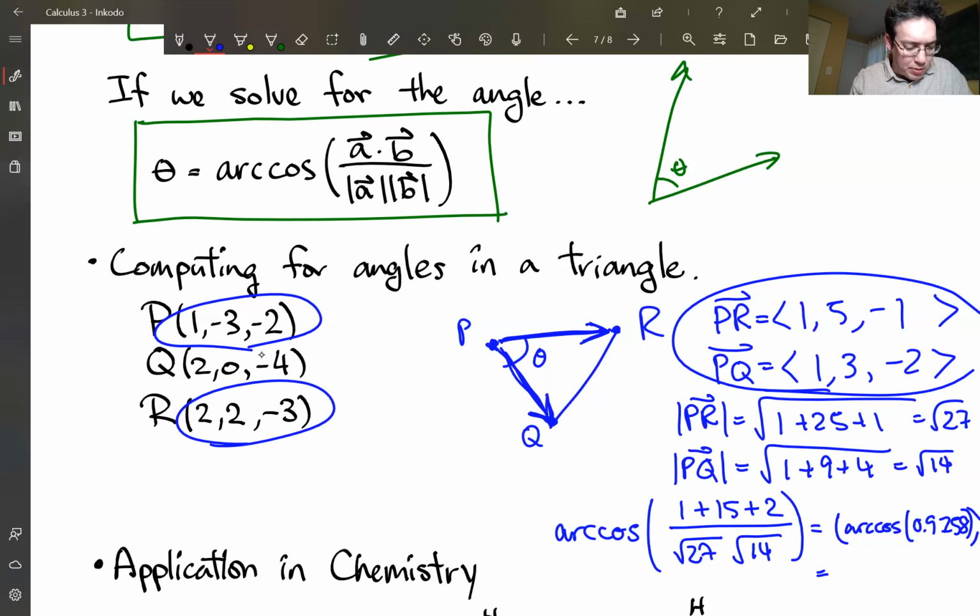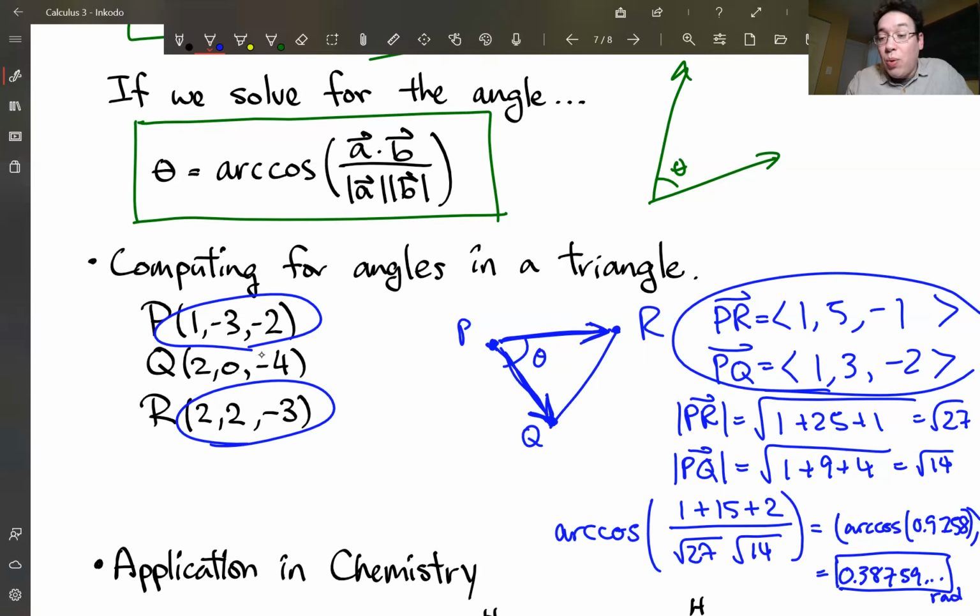And inverse cosine of that is 0.38759 radians. Okay, so that's really cool. I was able to compute the angle there.